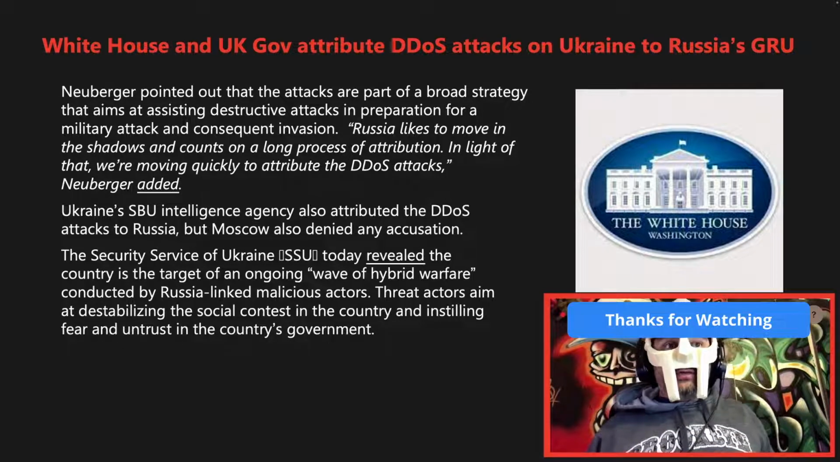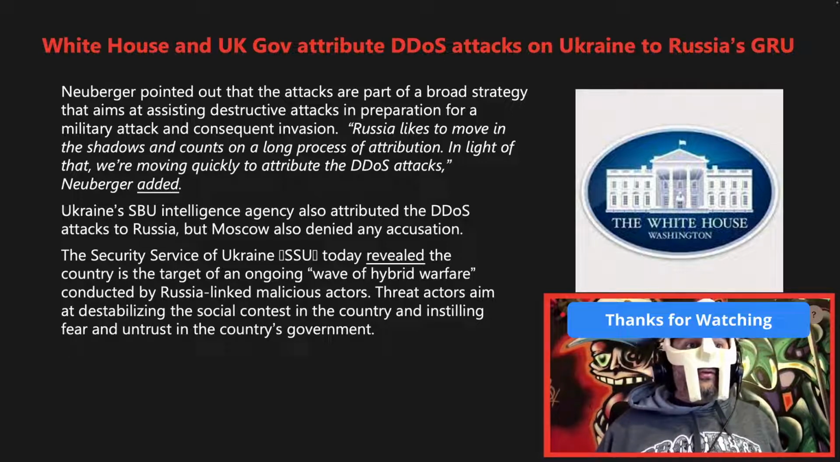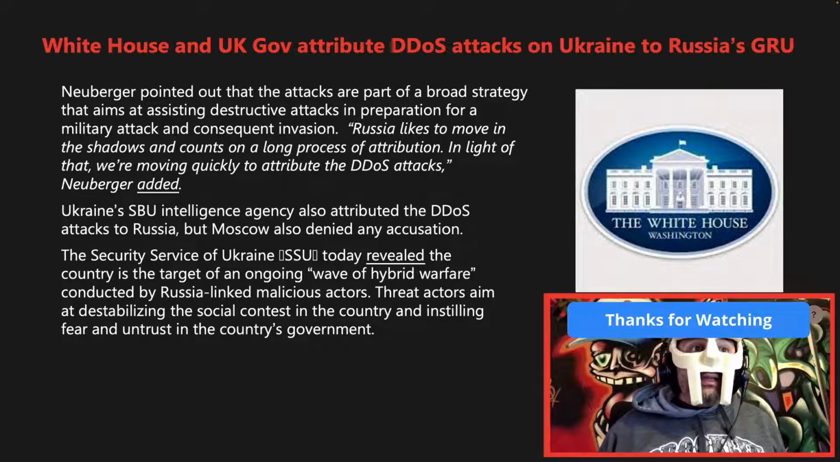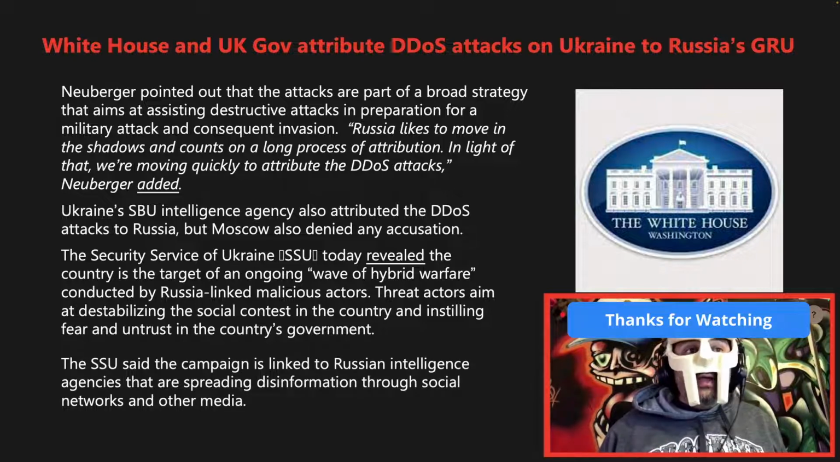The Security Service of Ukraine, SSU, today revealed the country is the target of an ongoing wave of hybrid warfare conducted by Russian-linked malicious actors. Threat actors aim to destabilize the social context of the country and install fear and untrust in the country's government. The SSU said the campaign is linked to Russian intelligence agencies that are spreading misinformation through social networks and other media.